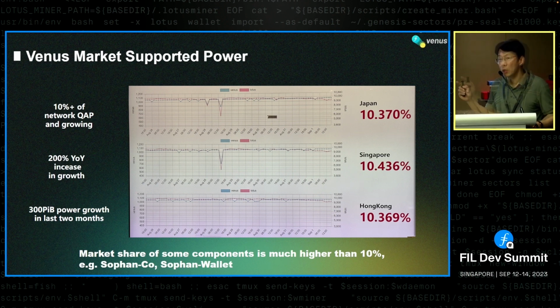We count this only from Droplet, from the market side. But actually, as I mentioned, there are some other components which can be used for Lotus and also for Venus, so the market share is much higher than this. For example, as I mentioned, the Sophon Core and the wallet. So the market share is much higher.